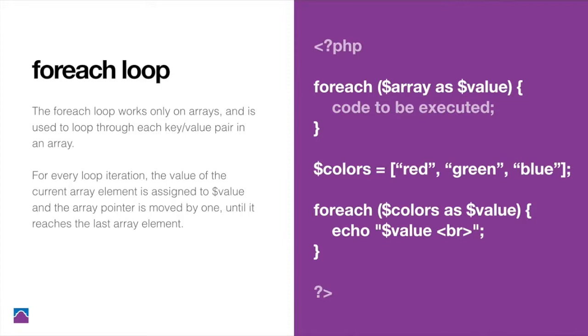So an example of that is I'm saying colors. The array variable name is colors, and the array is red, green, and blue text strings. So I'm saying for each colors as value, echo value.